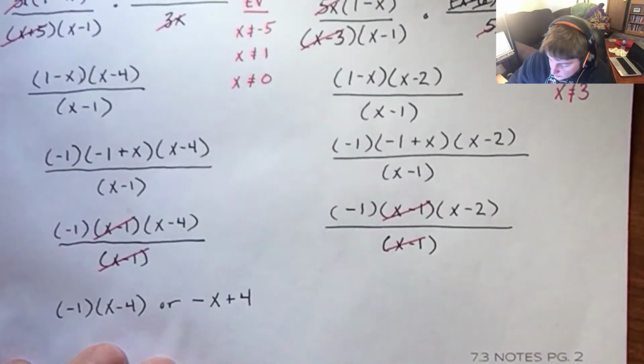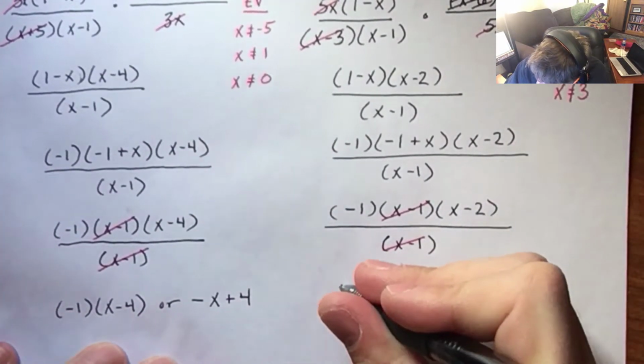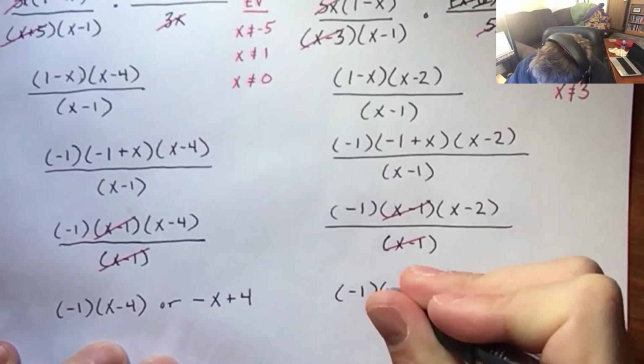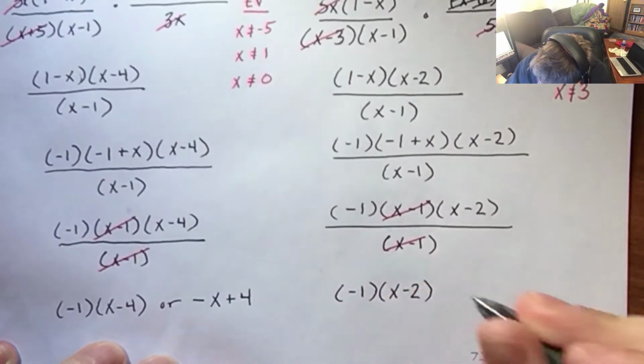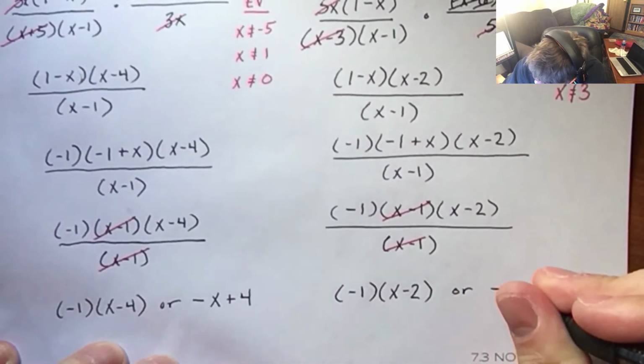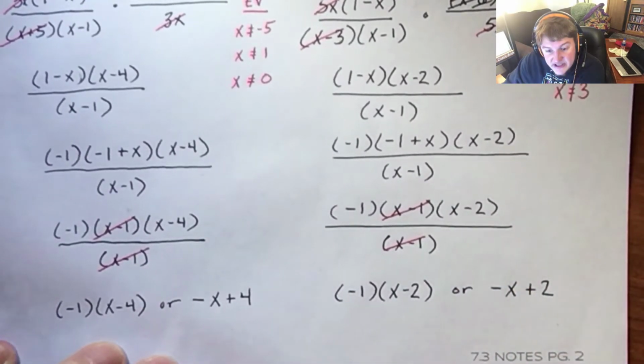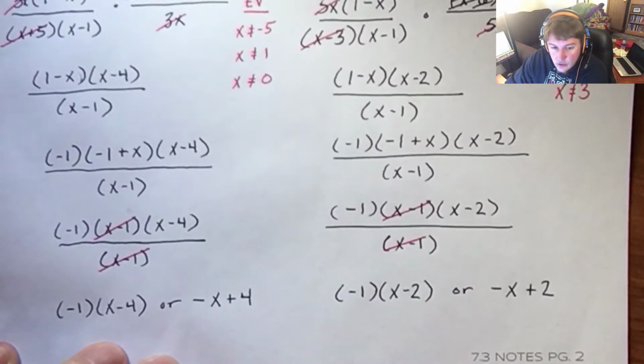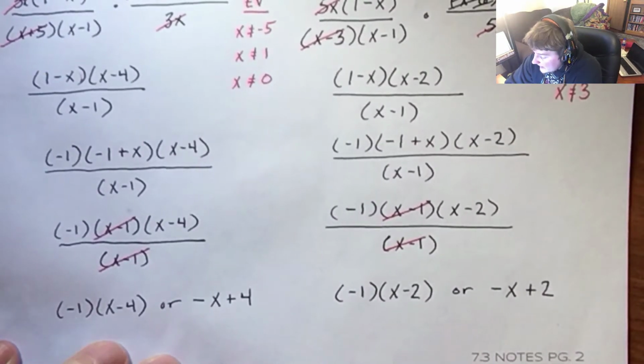Okay, and so then we're left with two answers. The first being negative 1 times x minus 2. Or if you felt like you wanted to distribute, these are the same. And either would be accepted. We would take either of those since they're equivalent and both simplified.